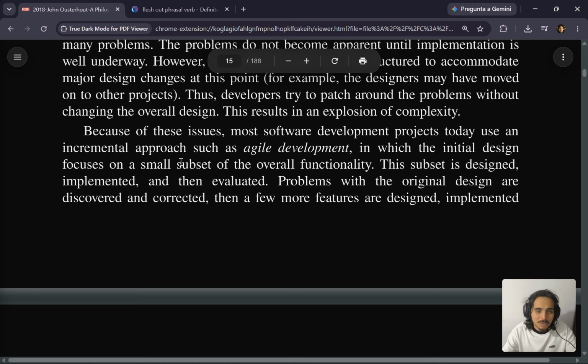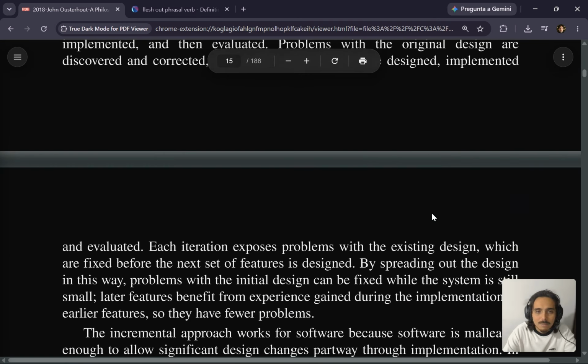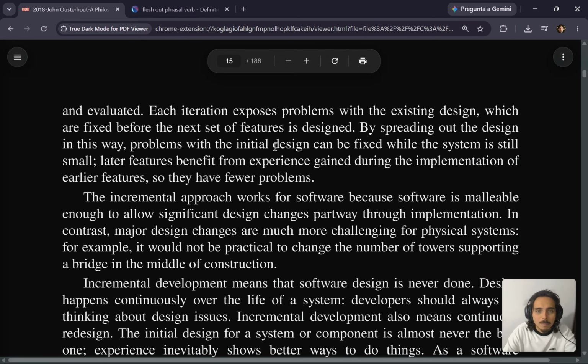because of the incremental approach: in each sprint, you adapt to how the development process is going on. So for now, let's leave it here. In which the initial design focuses on a small subset of the overall functionality. This subset is designed and implemented and then evaluated. Problems with the original design are discovered and corrected. Then a few more features are designed, implemented, and evaluated. Each iteration exposes problems with the existing design, which are fixed before the next set of features is designed. Okay.